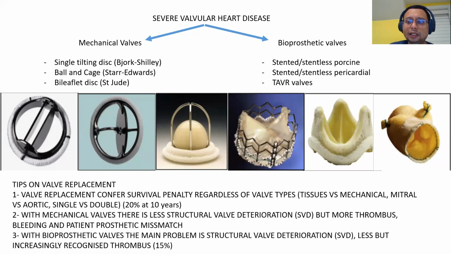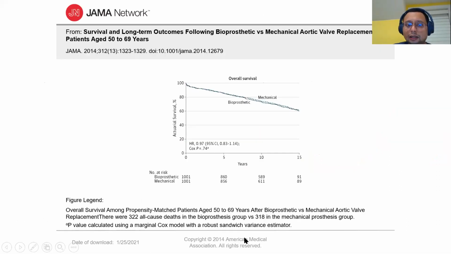Some people give it for 6 months. Some people give it for 1 year. You know, some people even ask for lifelong anticoagulation in bioprosthetic valve. So this is a pivotal study in JAMA, published in 2014, looking at survival and long-term outcomes following bioprosthetic valve replacement. You can see that it doesn't matter if it's bioprosthetic or mechanical valve. At 10 years, you have a 20 years survival penalty. So mechanical survival is the same as bioprosthetic.